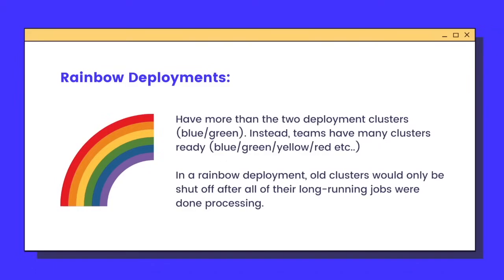So with a rainbow deployment, you'd keep all of the clusters that are still processing tasks around. Or if you're doing something like video encoding for long videos, you don't want to shut off the cluster that's in the middle of encoding a long video because that work would have to be redone. In a rainbow deployment, old clusters would only be shut off after all of their long-running jobs are done processing.